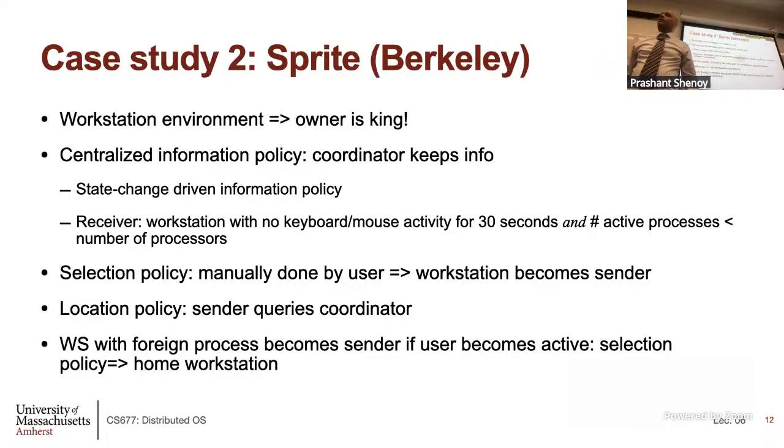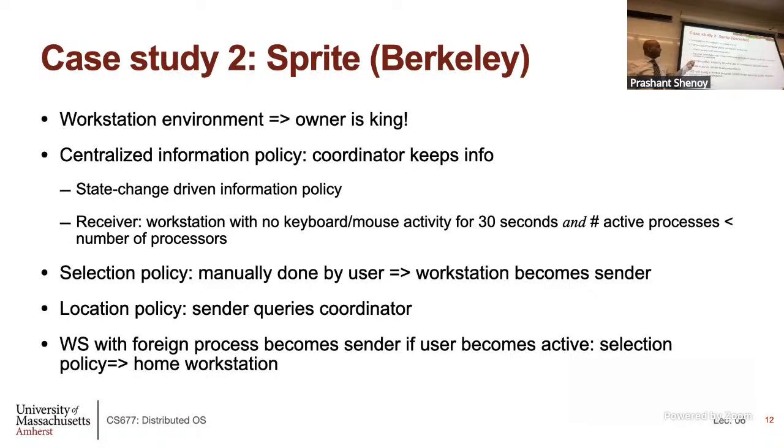What that meant was whenever the machine had no activity for 30 seconds, okay, no keyboard, no mouse activity for 30 seconds, and the number of active processes is less than the number of processors, which means there's at least one core that's idle, you became a receiver. Okay. So you say, is the user using the machine? How do you check that? You say, is there any mouse activity? Is there any keyboard activity? There's no mouse activity, no keyboard activity for some amount of time. In this case, they chose 30 seconds, but you can pick any number. And the number of processes on the machine is less than the number of cores. That's our load criteria.